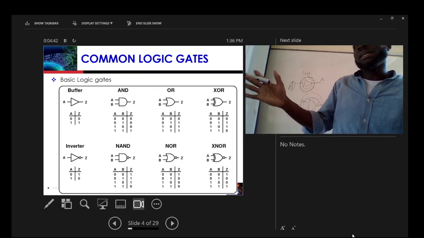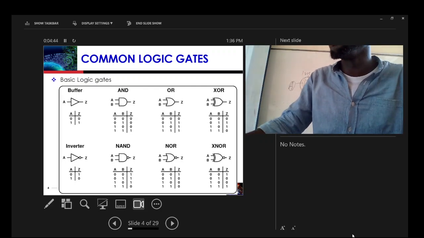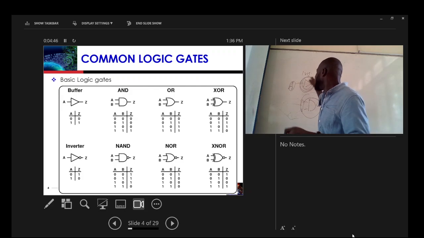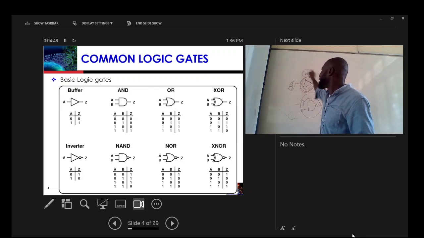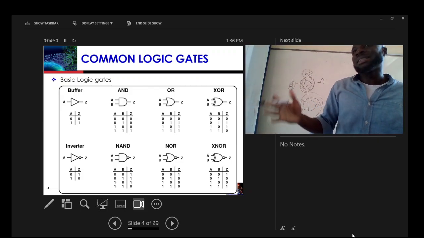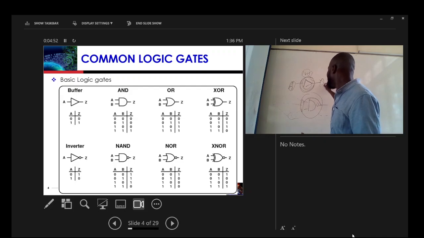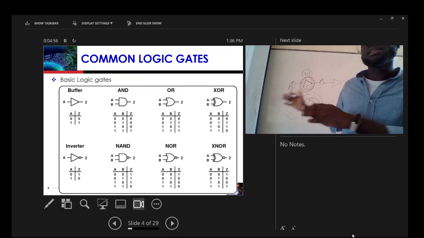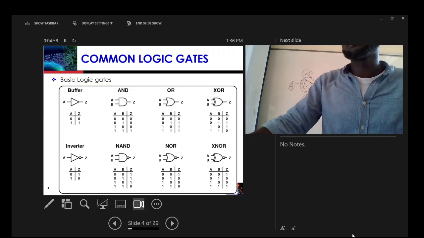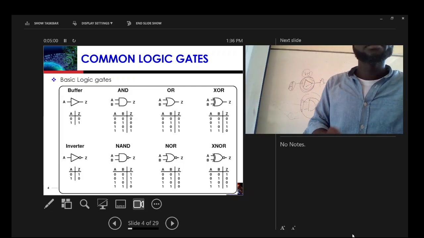If you want to delay a signal by some amount, and the delay within this gate is 1 nanosecond, and I want to delay a signal by 3, I need to use 3 of these, and I've been able to delay that circuit by probably 3 nanoseconds. Understood?